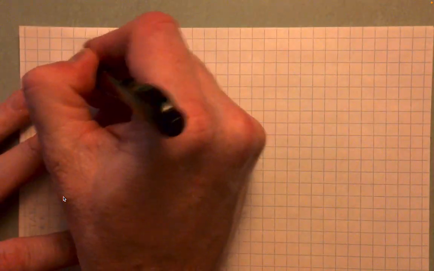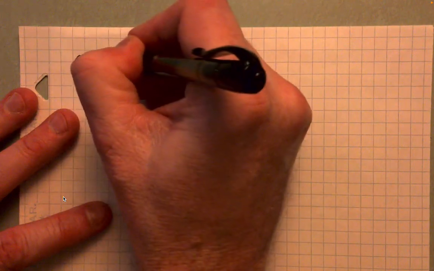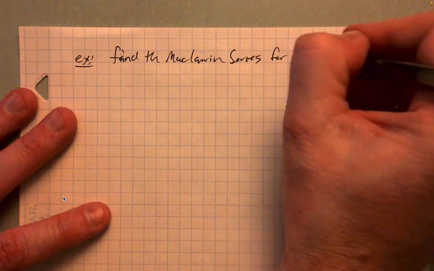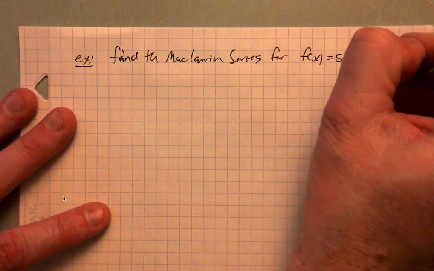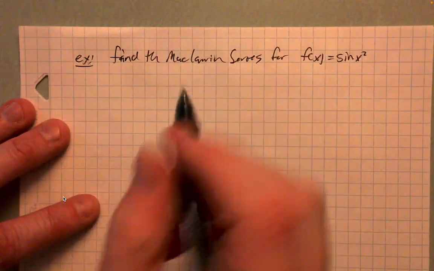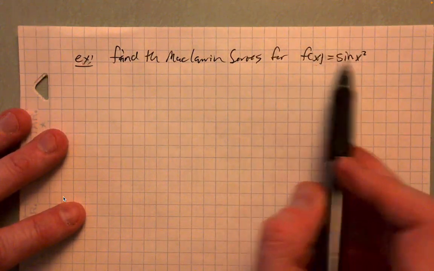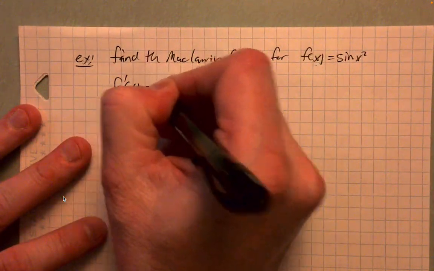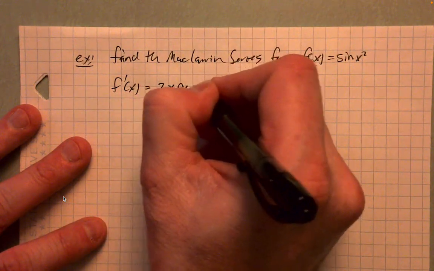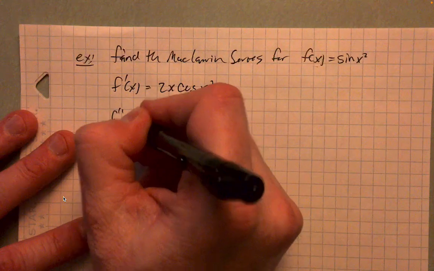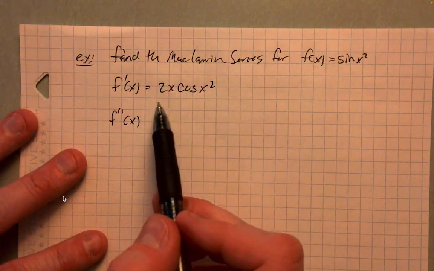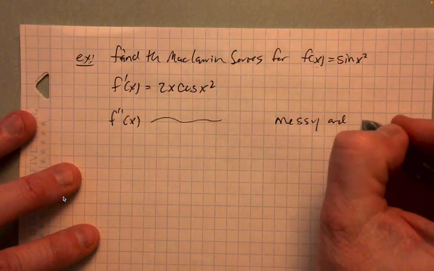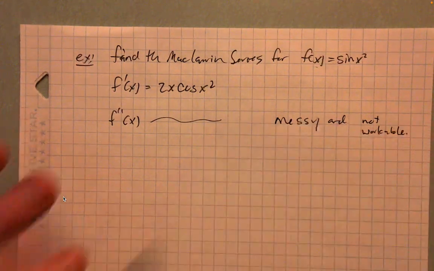Okay, so one example would be find the Maclaurin series for f of x equals sine of x squared. Okay, so one thing to notice here is that if you start to differentiate this, it's going to get really messy really quickly, right? So we know that f prime of x is equal to, for example, 2x cos x squared. That one's not too bad. But when I go to the second derivative, now I have to use a product rule here, and I get a big old mess. So this is messy and not workable. It's going to be difficult to spot the pattern, basically.